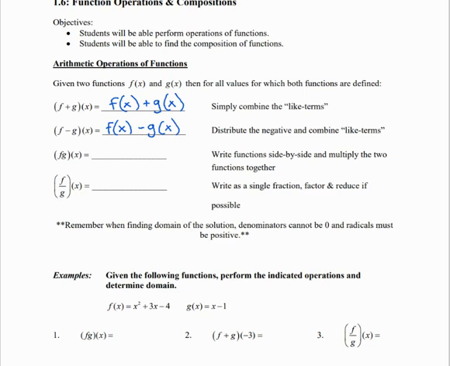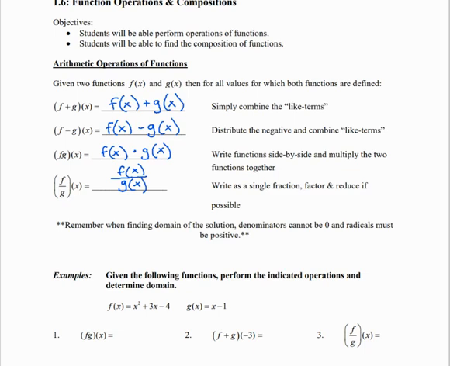combine your like terms. When you see fg of x, this is multiplication. So this is saying take function f of x and multiply it with g of x, whether that means to FOIL it, use the distributive method, etc. But it simply means multiply the two functions together. And then when we have f over g of x, we're dividing them. So take function f of x and divide it by g of x. Try to reduce that by maybe factoring and canceling out like factors so that it's simplified as possible.